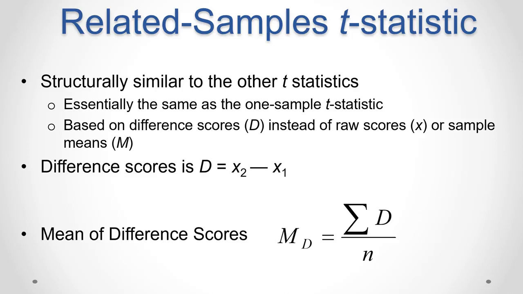Hello everyone. This is our second lecture for Chapter 11, Two Related Samples T-Statistic. In this video, we will continue with hypothesis testing steps 3 and 4, and we will discuss effect size, advantages and disadvantages of related samples t-test, and its assumptions.